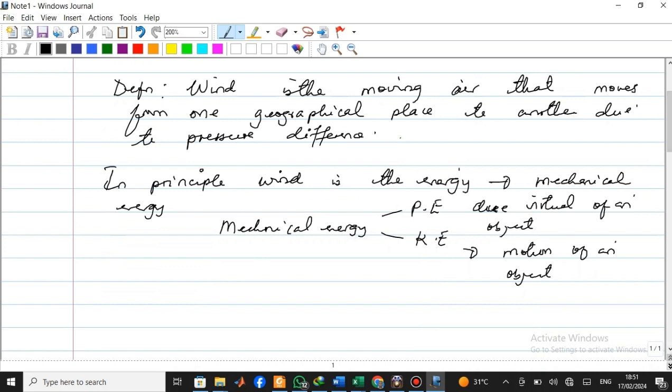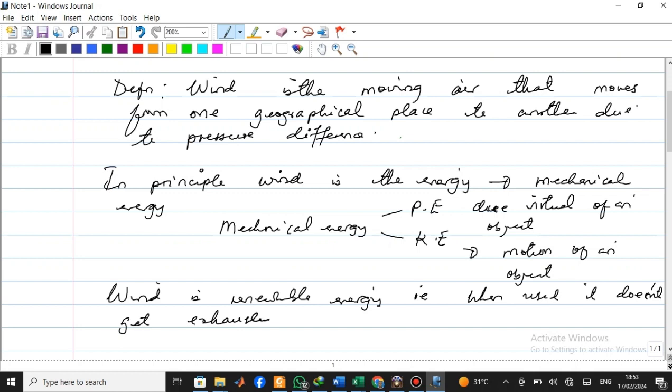Let's add a point: wind is renewable energy. Renewable energy is energy that never gets exhausted when used up. Non-renewable energy is energy that gets exhausted and finished when consumed, and it also takes a very long time to reproduce again. Unlike that, wind never gets exhausted, and it takes a short time to replenish again and again. So wind is renewable energy, in conclusion.